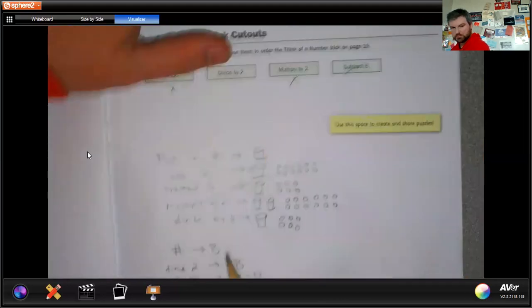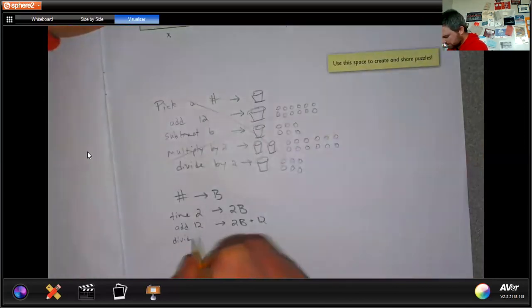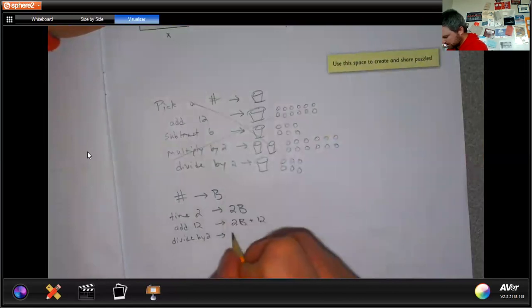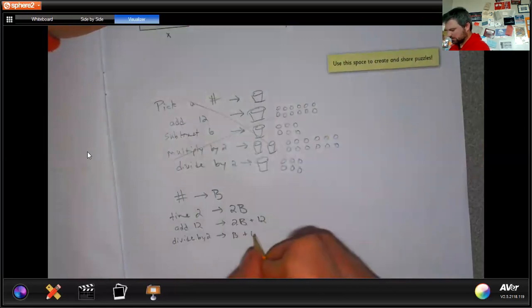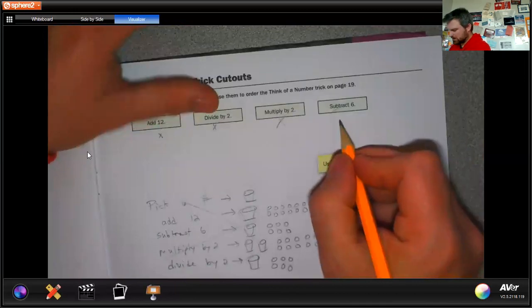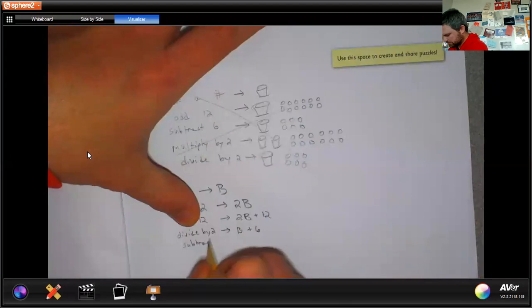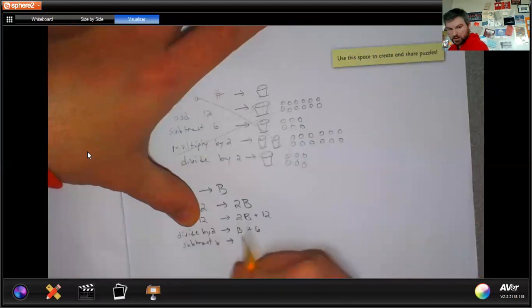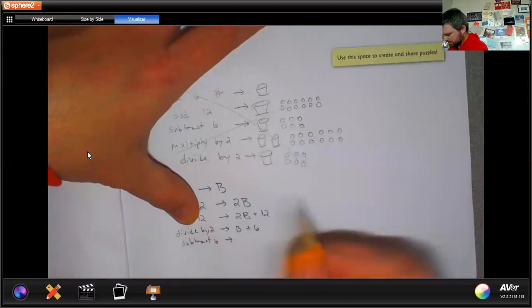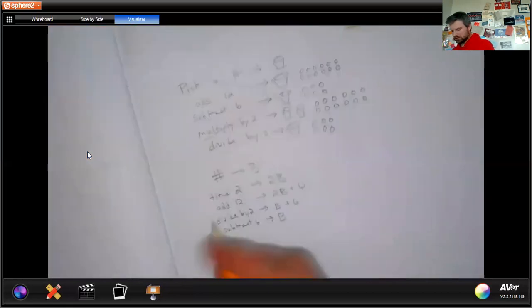Let's divide by 2. So 2 buckets divided by 2 is a bucket, plus 12 divided by 2 is 6. Well, this is looking pretty good. The last thing I have to do is subtract 6. So a bucket plus 6 minus 6 is just a bucket. Okay, so that looks like it's the right step.